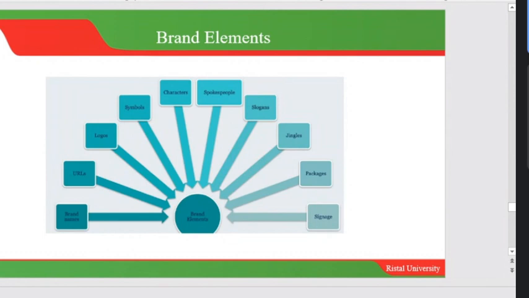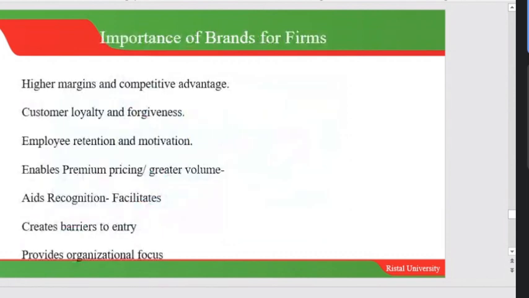You should also be able to package. You should be able to have signage. For example, a signage of where does this thing lead? You should be able to have those signposts that you're offering such a product. So, what are some of the importances of brands? They are higher margins and competitive advantage.